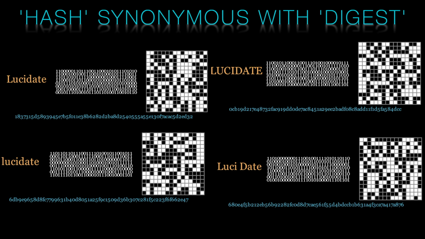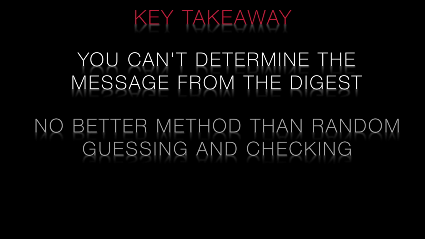The key point here is that you can't figure out the message from the digest. If someone gives you a hash and asks you to come up with the message that created it, you have no better method other than guessing a random message and seeing if it comes up with that particular 256-bit hash. I'm going to file that under theoretically just about feasible, but for all practical purposes impossible.